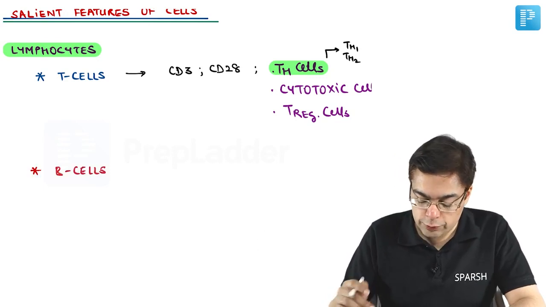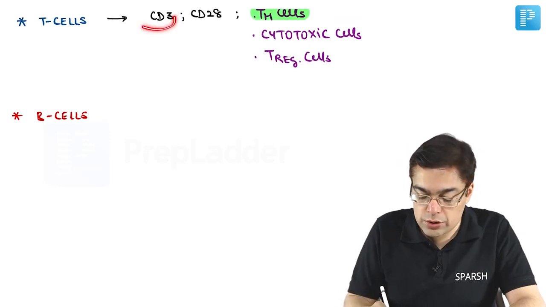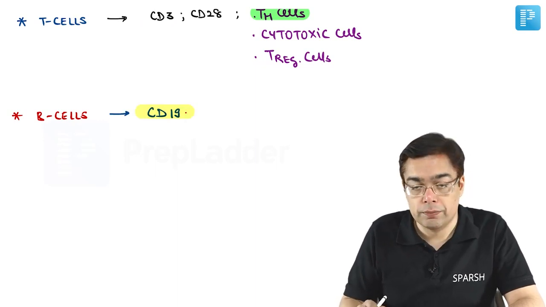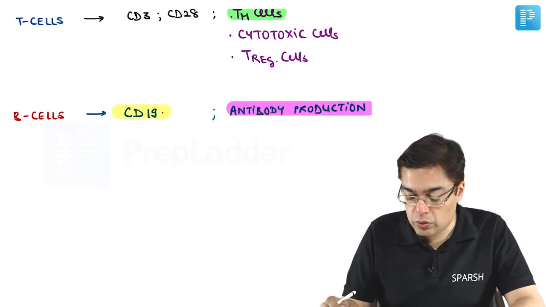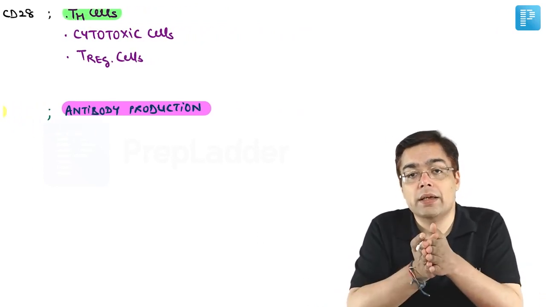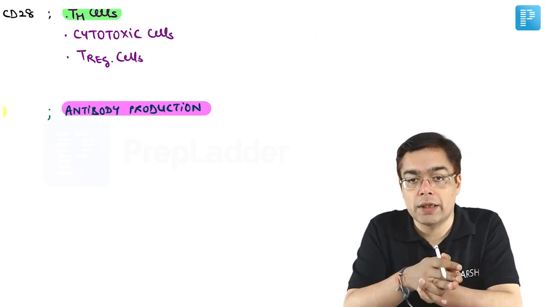Talking about the second category of lymphocytes, these are the B cells. The B cells, just like the T cells, also have a pan B cell marker, which is the CD19 molecule. When we are talking about B cells, the important role lies in the fact that they are responsible for the production of antibodies. So B cells get converted into plasma cells, and plasma cells are responsible for secretion of antibodies.